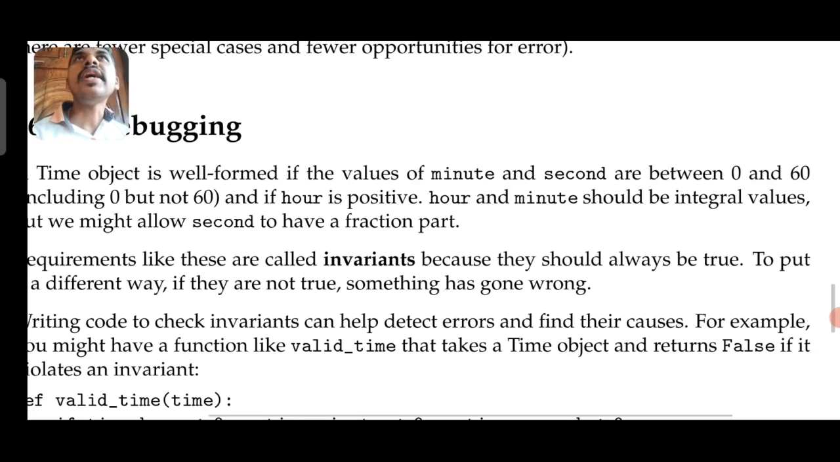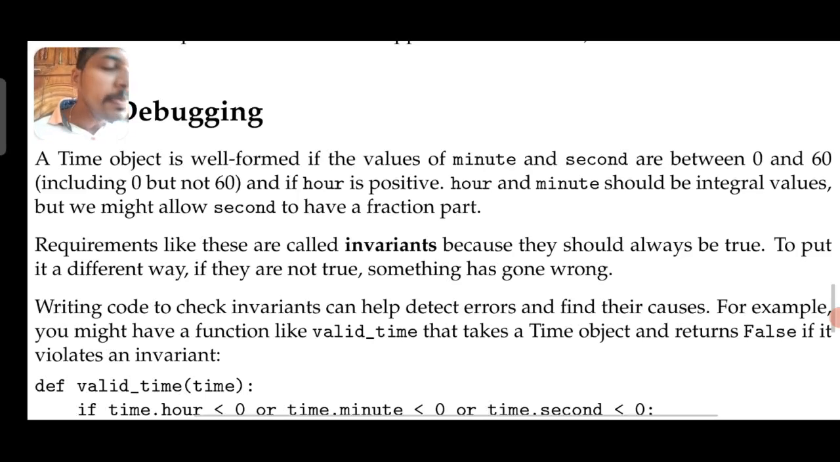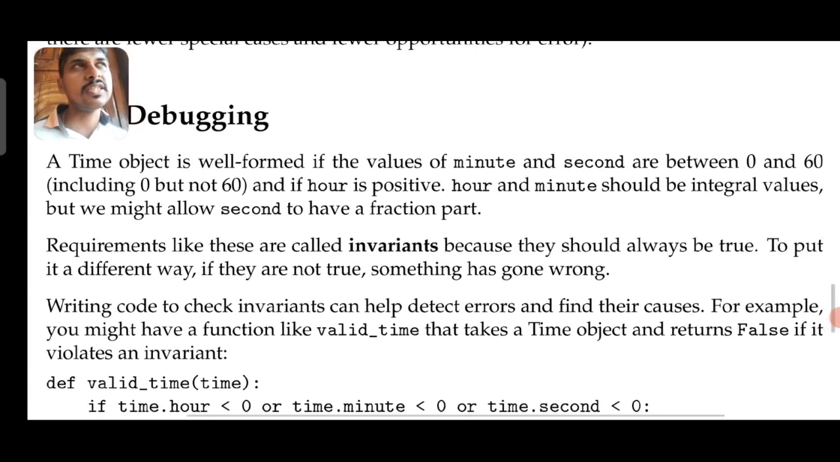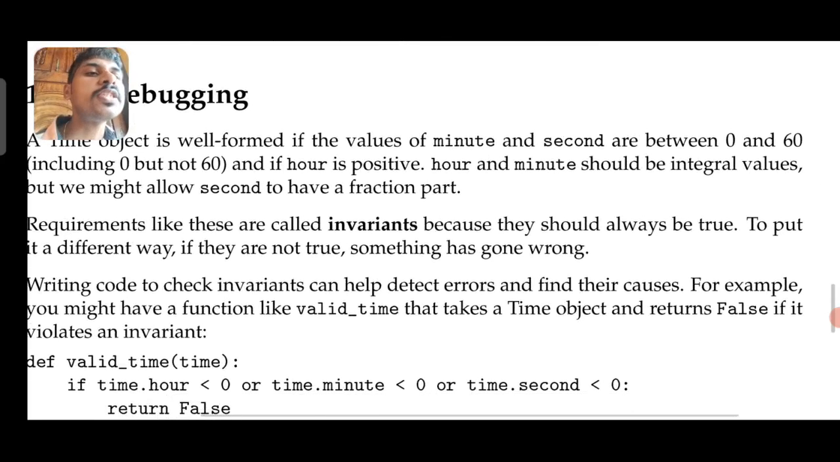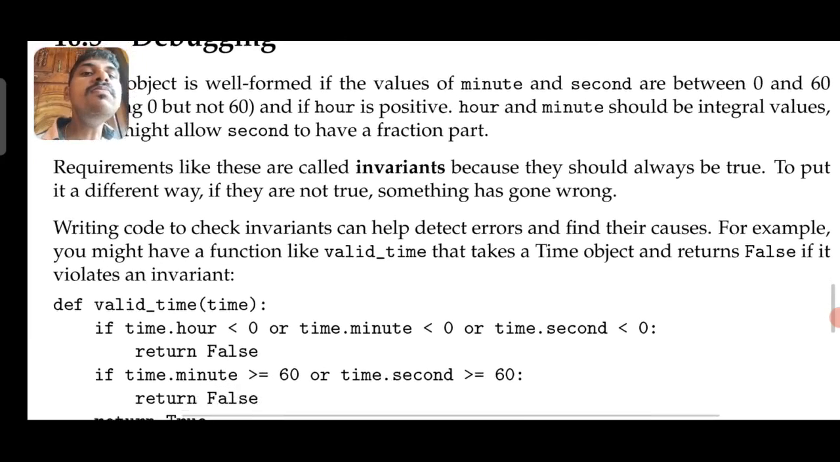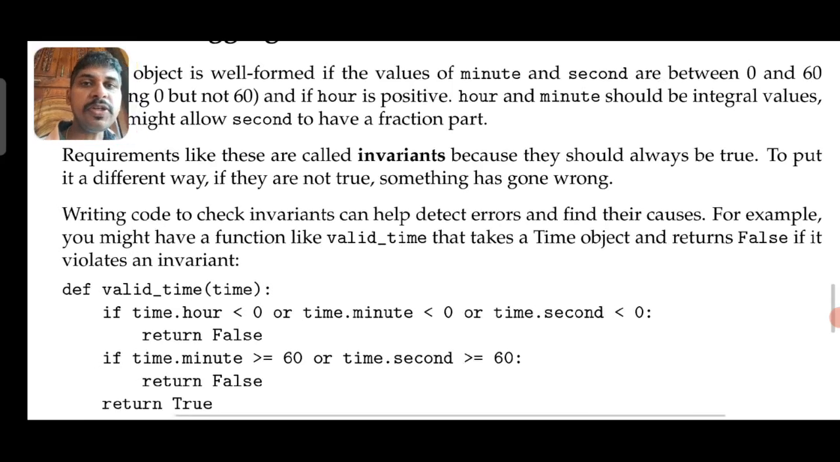Please remember, hour and minute should be an integer value. It should be a positive number, positive integer only. And even second should be a positive number, but it is not compulsory that it should be an integer. It can be a fractional value as well. So such type of requirements are called invariants. So these invariants should always be true. To put it a different way, if they are not true, something has gone wrong, you can understand.